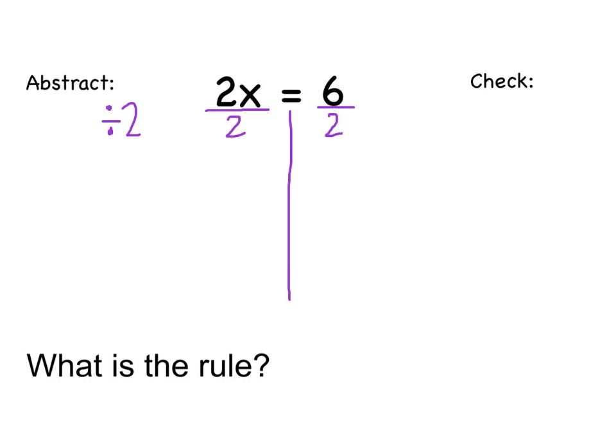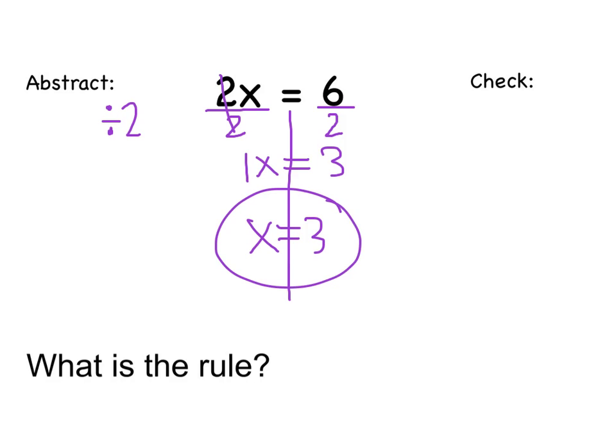So 2 divided by 2 becomes 1, so I have 1x. Okay? And 6 divided by 2 equals 3. So 1x equals 3. Now remember, if we just have 1x, we can also just write it as x by itself. So our final answer is x equals 3. Let's do the check. Remember, for the check, everywhere we see an x in our original equation, we're going to plug in a 3 instead. So 2 times 3 should equal 6. And indeed, both sides equal 6, so I know that I have the right answer.